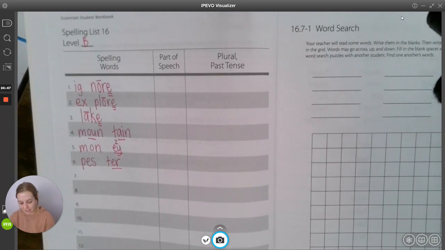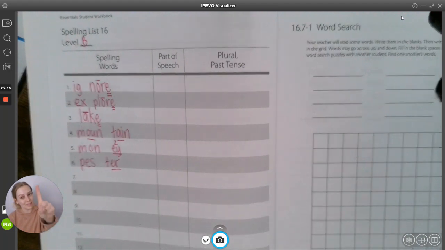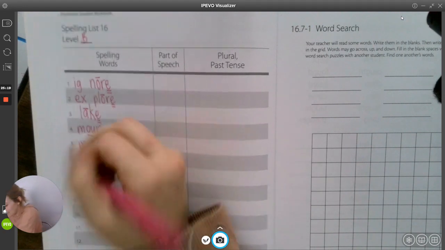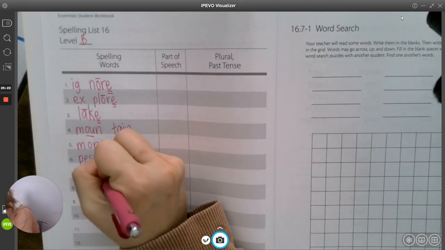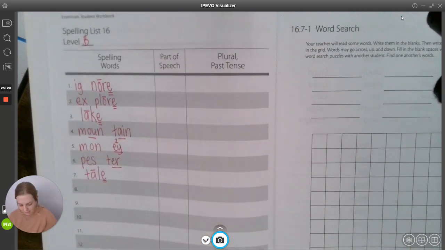All right, number 7. Tail. Say tail. The tree looks like it came from a fairy tale. So not like a tail on a dog. Tale like a story. One syllable in tail, so let's sound it out. T-A-O. Finger spell. T-A-O. Silent final E. Silent final E makes A say its long sound.